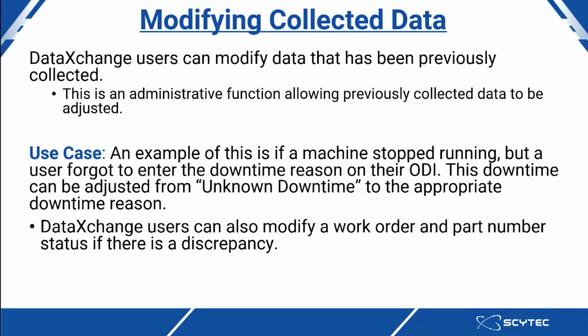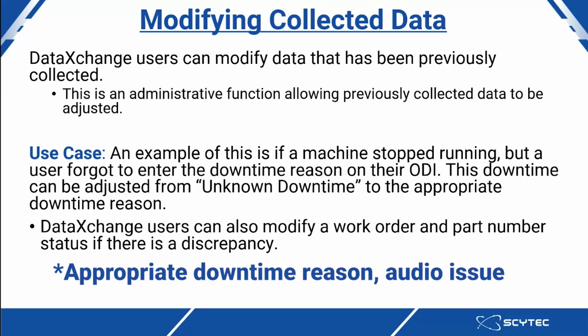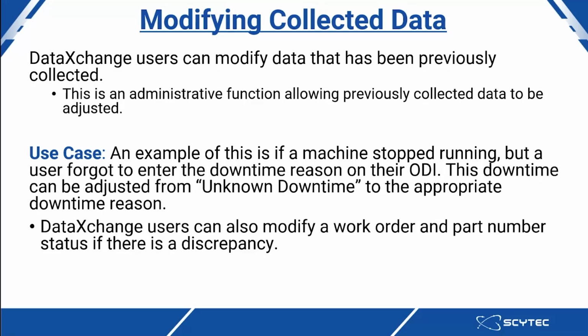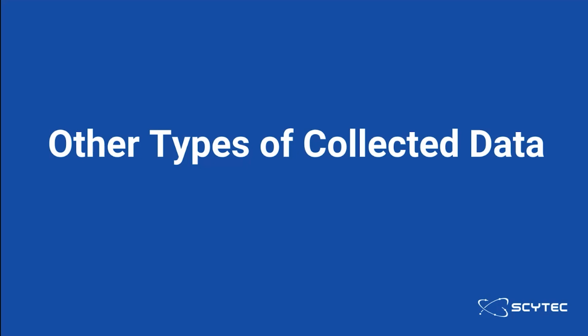It is a supplemental application that is available with DataXchange, and it is for reporting downtimes that are not able to be automatically collected off of the machine, such as, we'll say, an operator went on a break or a tool broke. And this downtime can be adjusted from unknown downtime to the correct reason. And DataXchange users can also adjust a work order or a part number status if there is a discrepancy there as well.